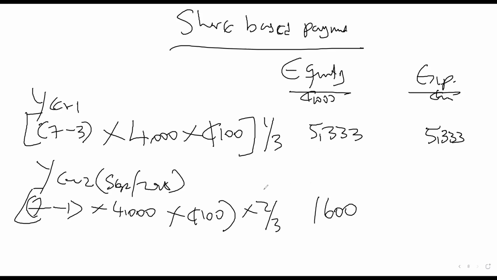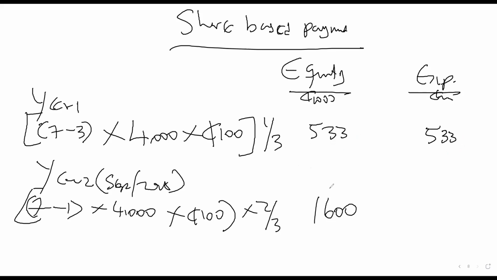Let me check this figure. 4 times 4,000 times 100. No, divided by 3, it is 533, not 5,000. You get it? Good.